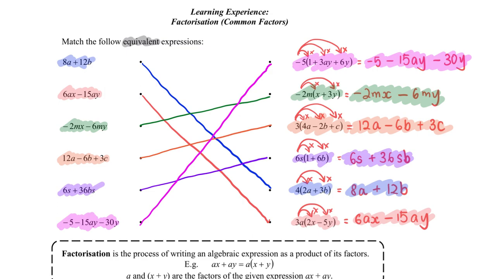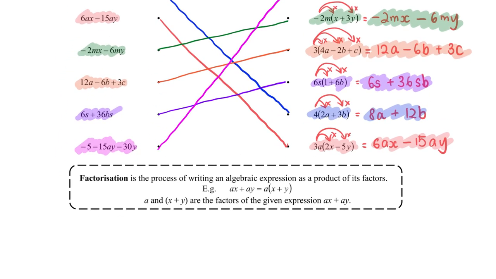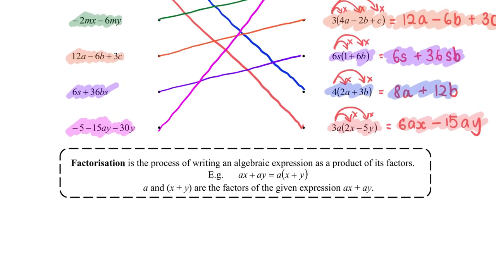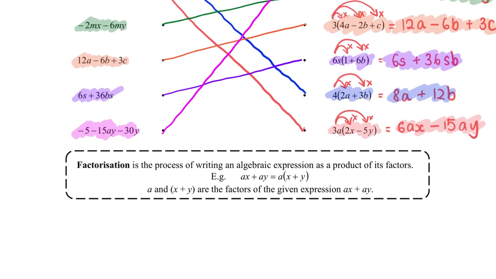And from this activity, you can actually see that factorization, we are essentially taking out the common factor. And this is actually a process of writing an algebraic expression. The key word now is a product of its factors. That's why the word factor is there.